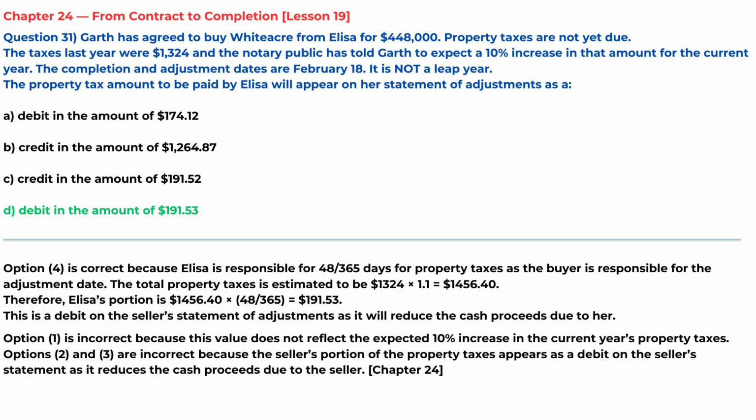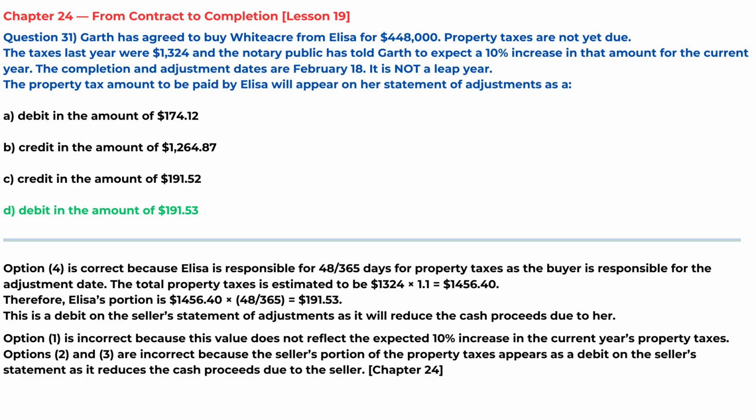Debit in the amount of $191.53 is correct because Elisa is responsible for 48 days out of 365 days for property taxes, as the buyer is responsible for the adjustment date. The total property taxes is estimated to be $1,324 times 1.1 equals $1,456.40. Therefore, Elisa's portion is $1,456.40 times 48 days divided by 365 days equals $191.53. This is a debit on the seller's statement of adjustments, as it will reduce the cash proceeds due to her.